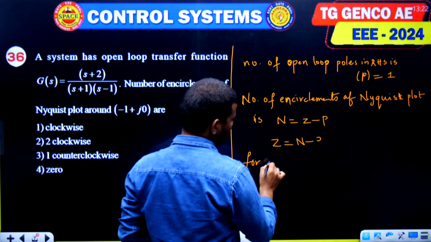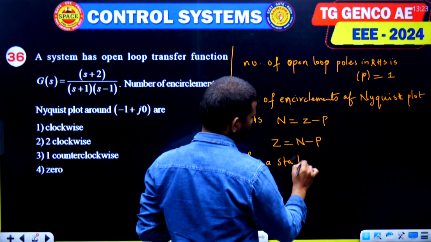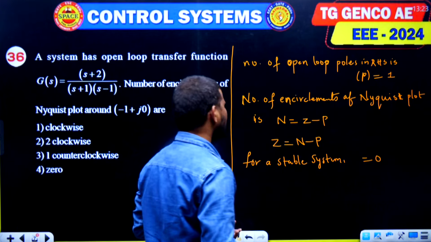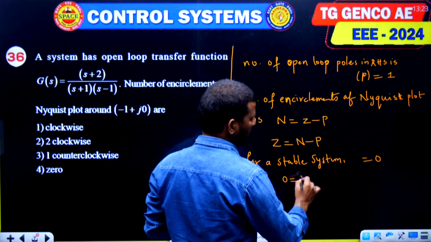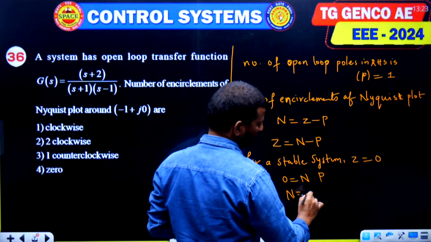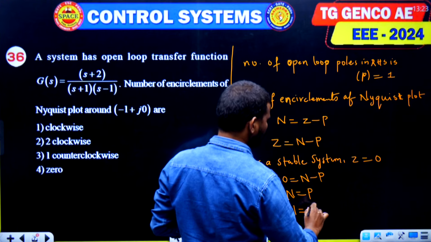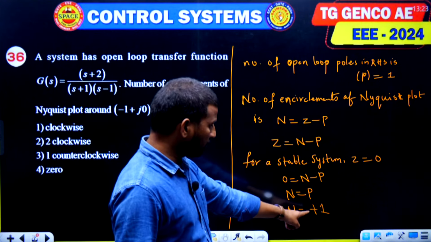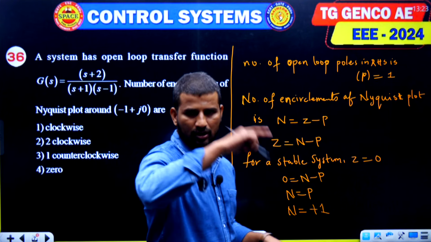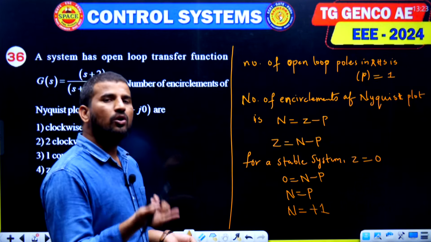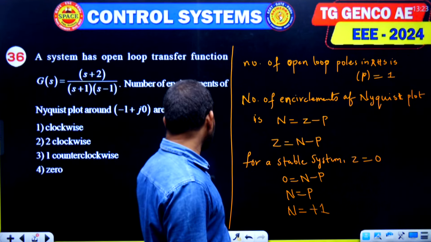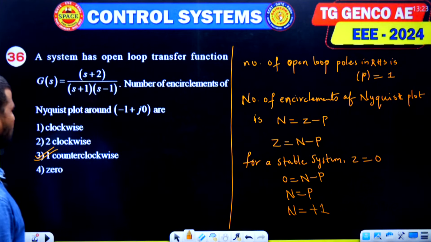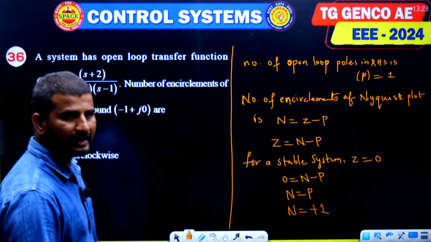For a stable system, Z must be equal to 0 here, thereby 0 is equal to N minus P, thereby N is equal to P here. The P value already given is plus 1, that is P is 1, that is why the N value we are going to get is plus. If N is minus, that is a clockwise encirclement. N is plus, counterclockwise encirclement. N is equal to 1, one counterclockwise encirclement will be there for this particular question. The third option is going to be the right answer for this question.